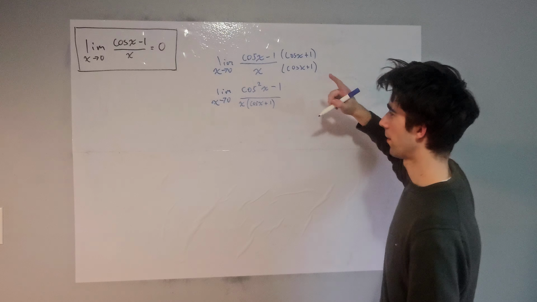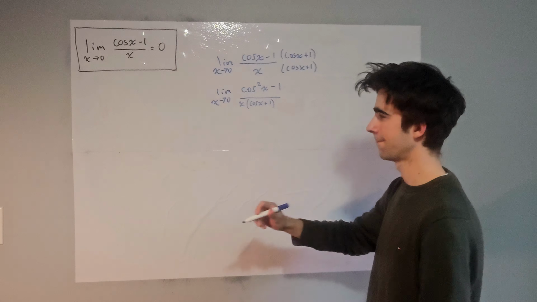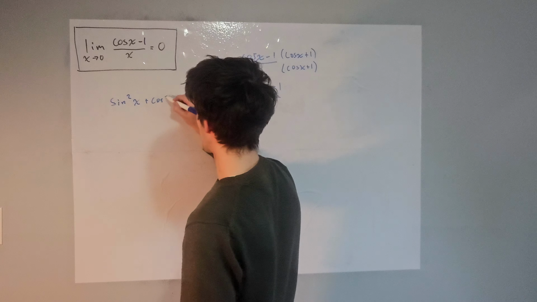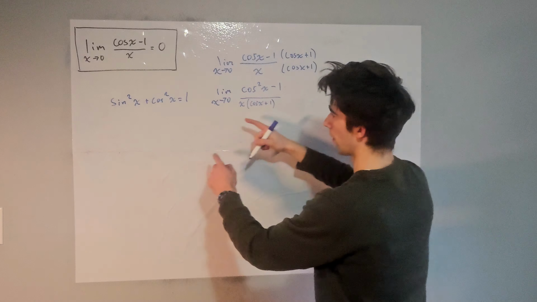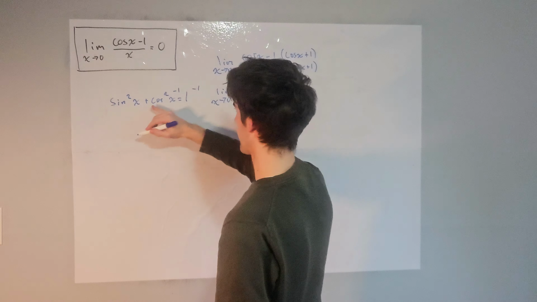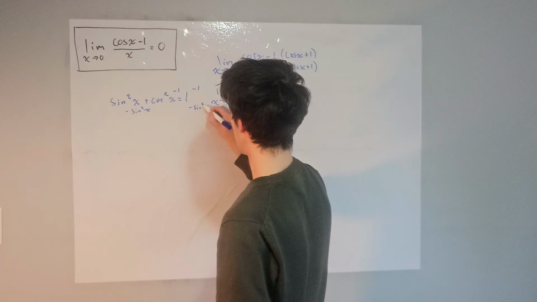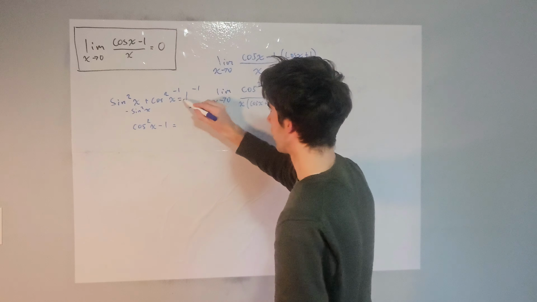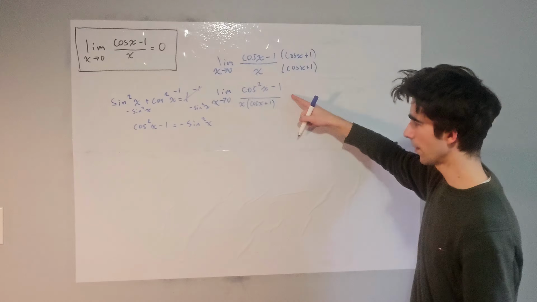Now we can use the Pythagorean identity to substitute this in terms of sine. So recall that sine squared of x plus cos squared of x equals 1. Here we have cos squared of x minus 1, so let's subtract 1 from both sides, and we'll get that in terms of sine. So we'll also subtract sine squared of x from both sides. And we get cos squared x minus 1 equals negative sine squared of x. And this is what we're going to plug in here.